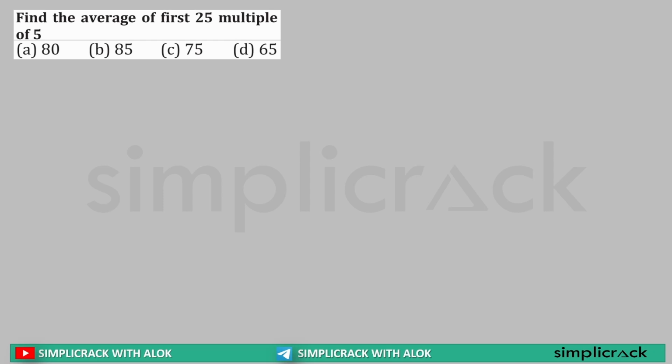Now, sir, find the average of first 25 multiples of 5. Now understand this. Multiple of 5 means what, sir? 5 into 1, 5 into 2, 5 into 3. How many multiples? 25 multiples. So it can be written like this. Now, sir, what is the average? That means I have to add all these things. Yes or no? Then divided by total number 25.